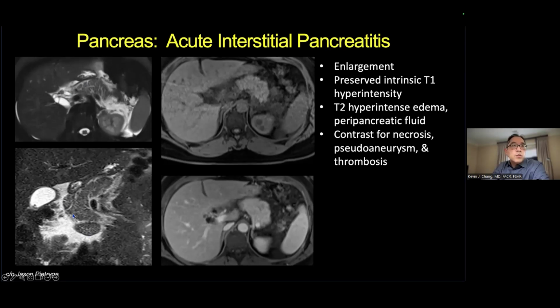And in the coronal images here, you can see a lot of peripancreatic T2 hyperintense edema surrounding the pancreatic head and around the duodenal sweep. On pre and post contrast T1 fat saturated images, you can see the preserved intrinsic T1 hyperintensity of the pancreas here, which does look a little swollen. And then following contrast administration, you'll be looking for homogeneous enhancement to exclude necrotizing pancreatitis.